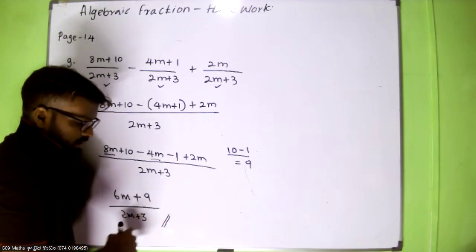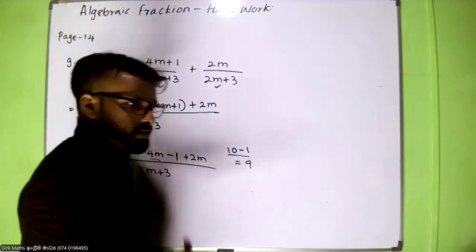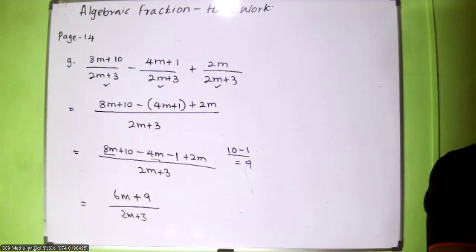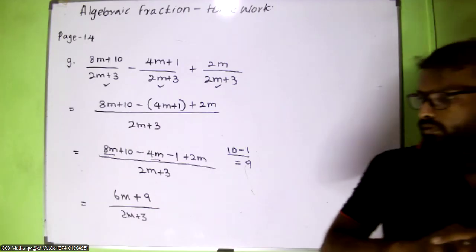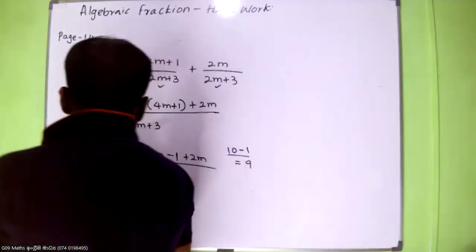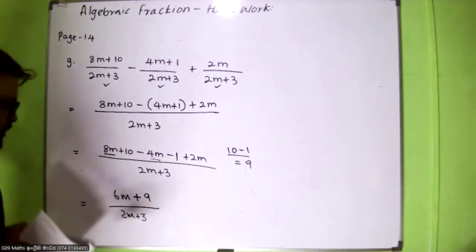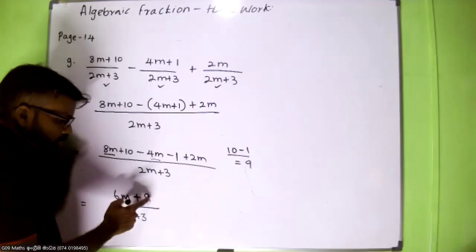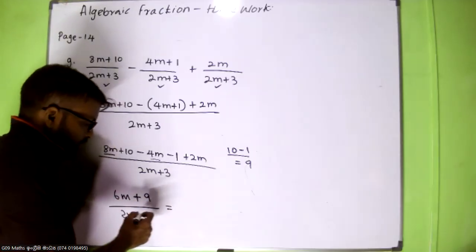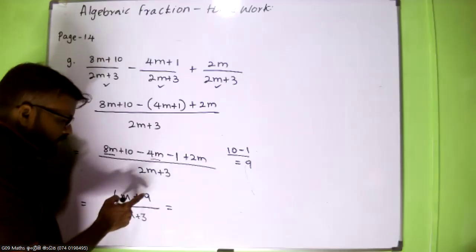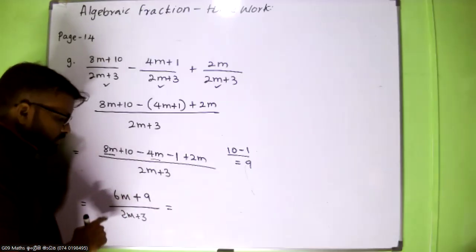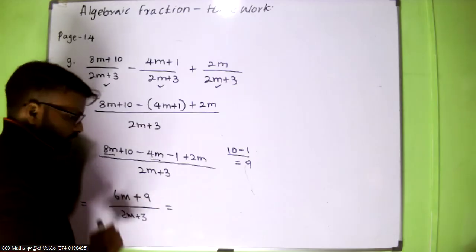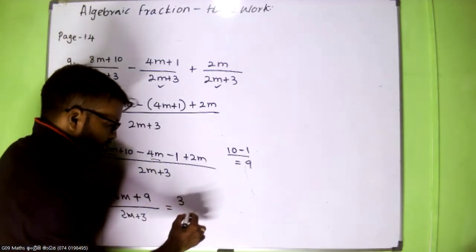So is this the final answer? No. How can you simplify? You can take a common term out of the numerator. What is the common term of the two numerator terms? 3 is a common term for 6. 3 is a common term for 9. So I am taking 3 out.